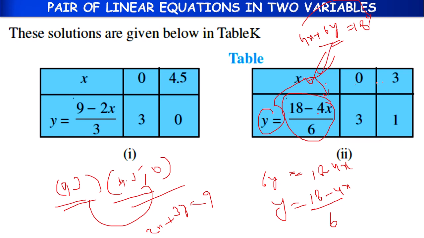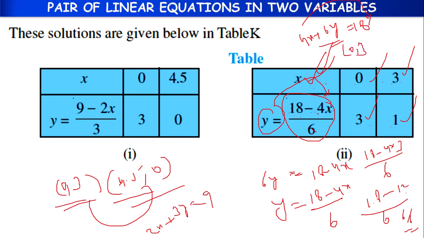So in the place of x, if we assume 0, 18 minus 4 into 0, by 6, 18 minus 0 by 6, which is equal to 18 by 6, 6 threes are 18, the y value will be 3. If we take 3 in the place of x, 18 minus 4 into 3, 18 minus 12 by 6, which is 6 by 6, equal to 1. So (0, 3) and (3, 1) are the points satisfying the equation 4x plus 6y equals 18.